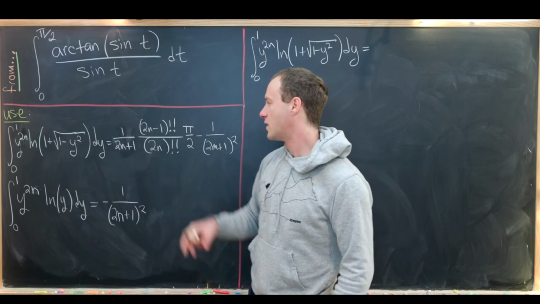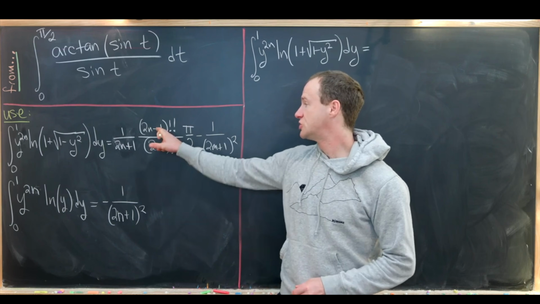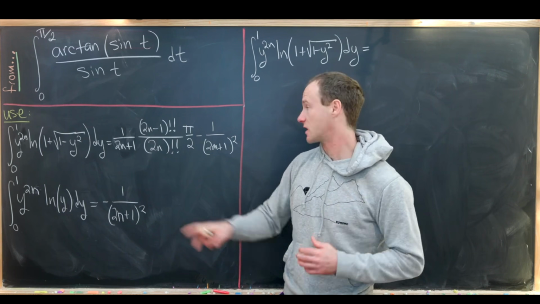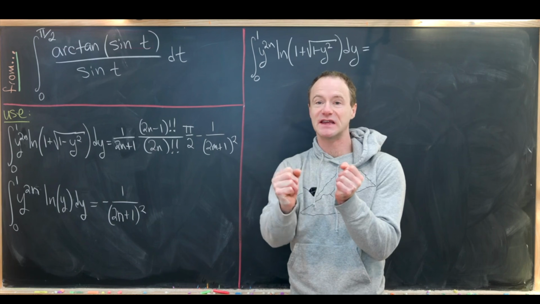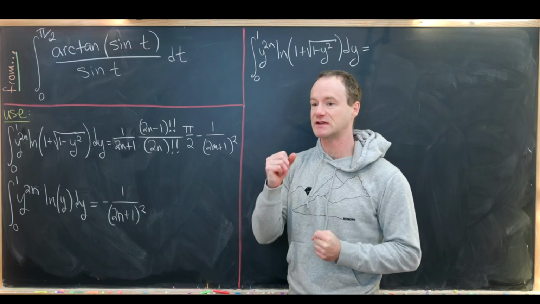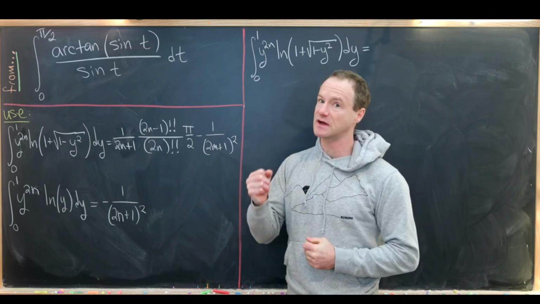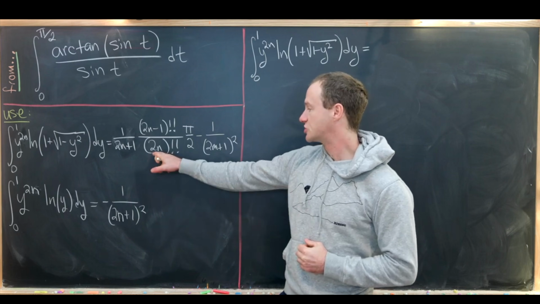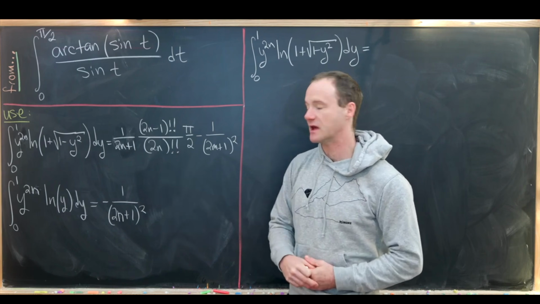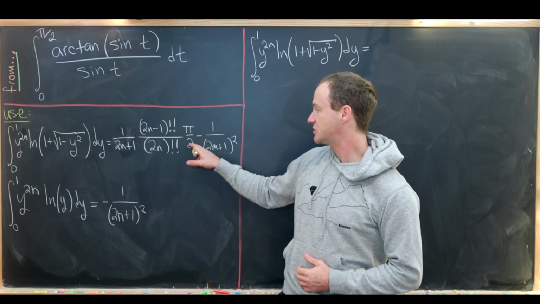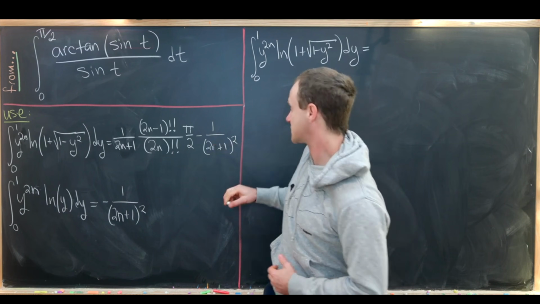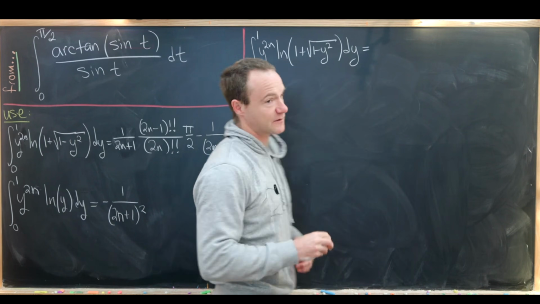So that's equal to 1 over 2n plus 1, 2n minus 1 double factorial. So what I mean by that is the descending product starting at 2n minus 1, but skipping all of the even numbers. So for example, 7 double factorial would be 7 times 5 times 3 times 1. And then we have in the denominator 2n double factorial. So that's like the product of all of the even numbers up to 2n. Next, that's multiplied by pi over 2. And then we have minus 1 over 2 times n plus 1 squared. So that's our first integral that we'll calculate.